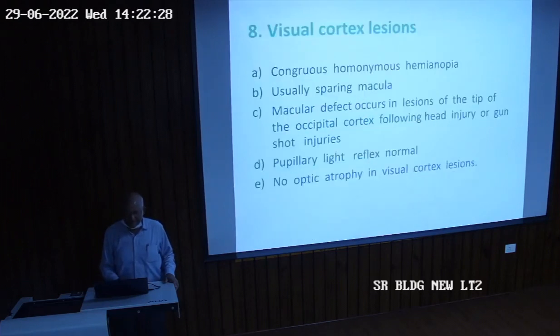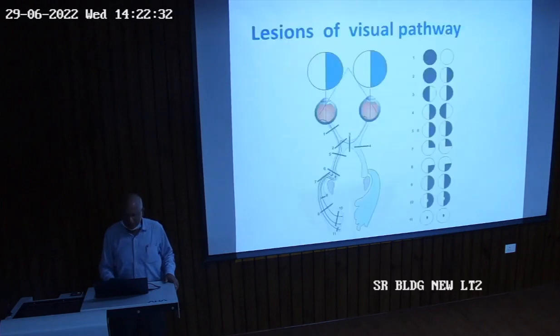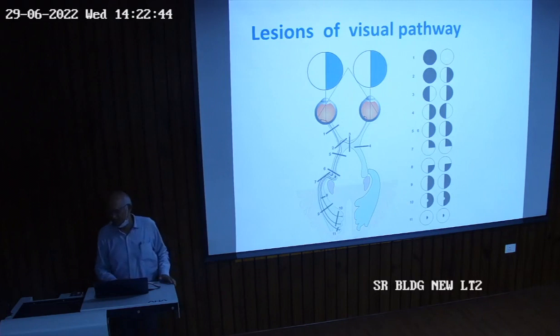Optic tract lesion. Here is the optic tract. Both sides, suppose the left side optic tract is involved, we will call it the right hemianopia. Both sides, the right side is gone. Here is the right side gone. This is the right side. This is also right side. So this is a lesion at the optic tract.